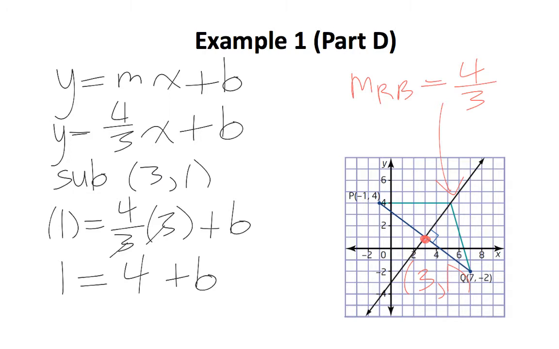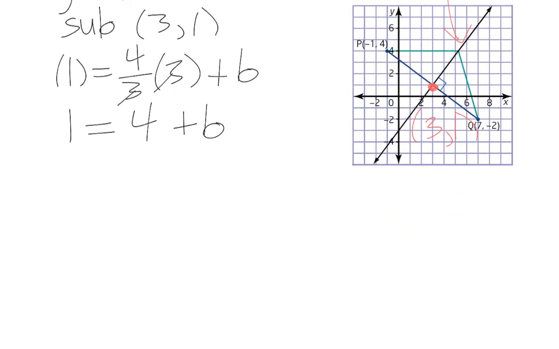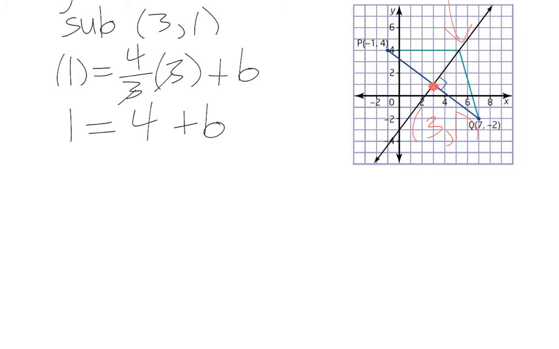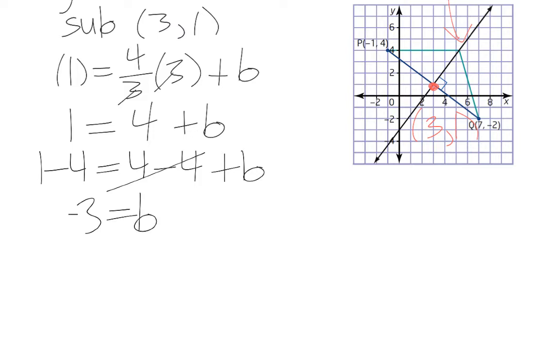Remember, you want to isolate b. However, b is stuck with this positive 4. To get rid of it, you need to subtract 4 from both sides of the equation. So these cancel out. 1 subtract 4 is -3. And I'm just going to rewrite this so that you can read it from left to right. And the y-intercept is -3.